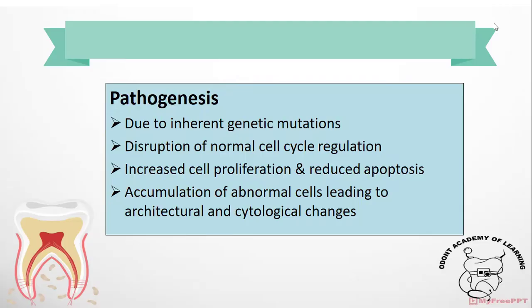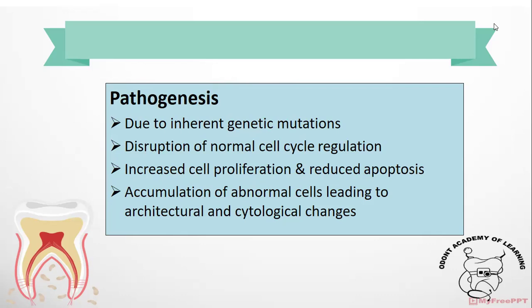Now, what exactly is the pathogenesis? Whenever dysplastic changes happen in the oral cavity or the oral epithelium, they basically affect the genetic architecture. So it could be due to a genetic mutation or an inherent genetic mutation. Second thing, the cell starts behaving abnormally only when the cell cycle is dysregulated. So any sort of disruption of the normal cell cycle can be a cause of dysplastic changes in the oral cavity.